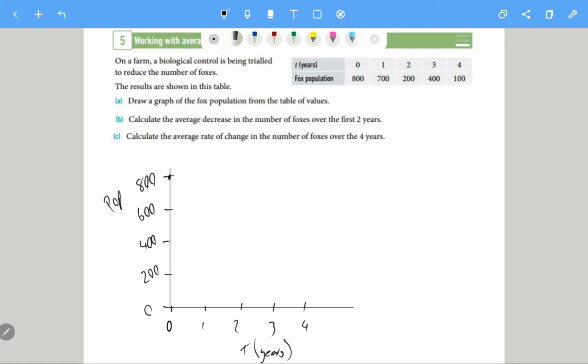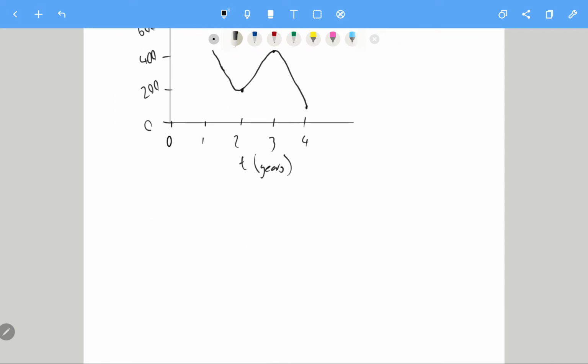Alrighty, so we kind of get, I'm going to try to connect it all with a nice smooth shape, just like that. Alrighty, there we go. So there is my completed graph showing the population of the foxes over 4 years. So B, calculate the average decrease in the number of foxes over the first 2 years.